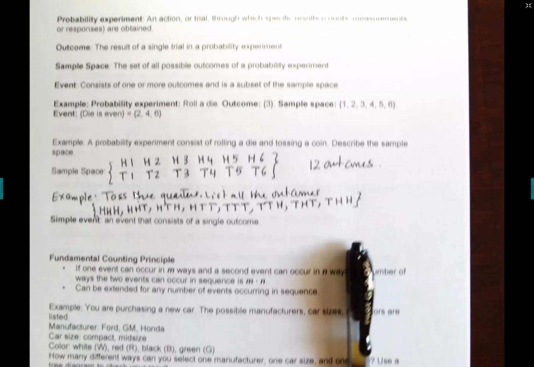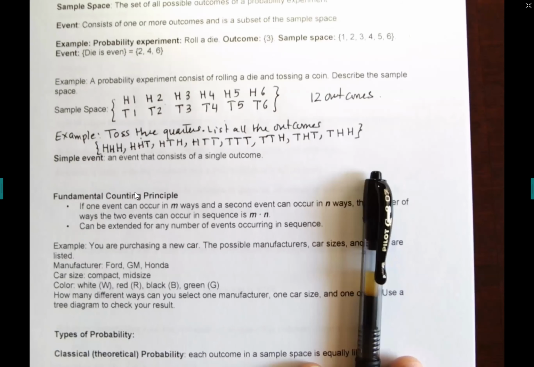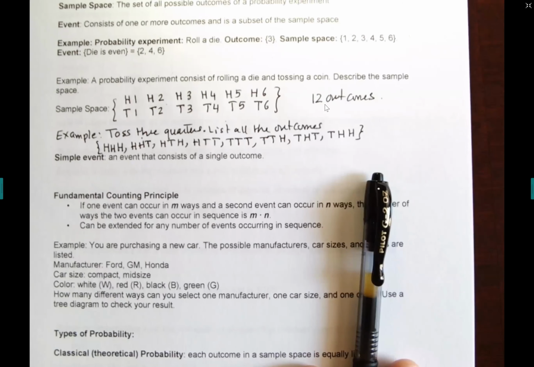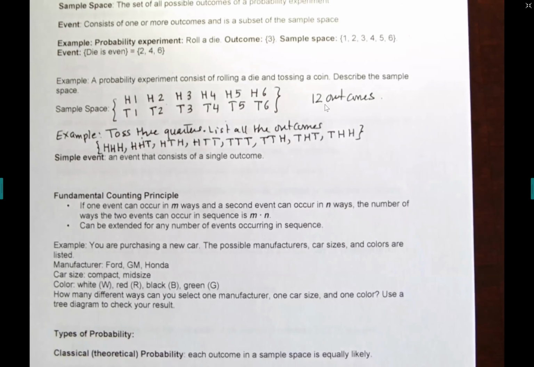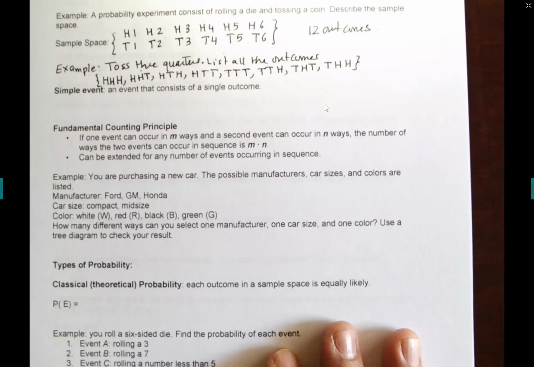Here is the principle, guys. There is a principle that you can use to figure this out. If one event can happen in M ways and another event can happen in N ways, the 2 events together can happen in M times N ways. You don't add, it's multiplication. 6 times 6, 6 times 2, 2 times 2 times 2. This is how you figure out the number of outcomes. We're going to do an example here to demonstrate this principle, the fundamental counting principle.